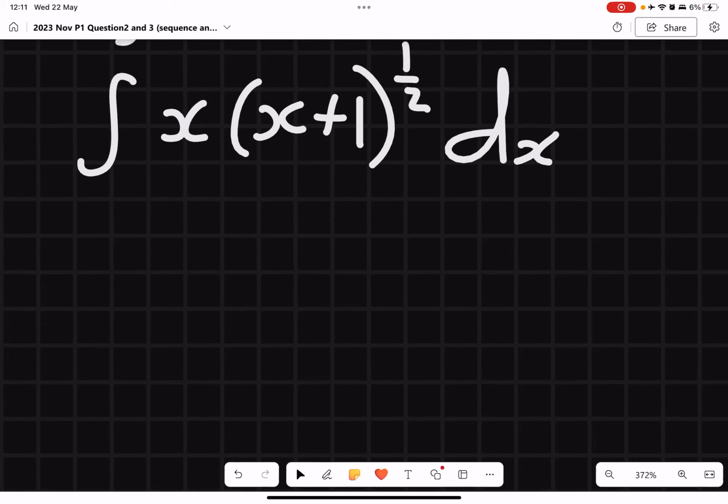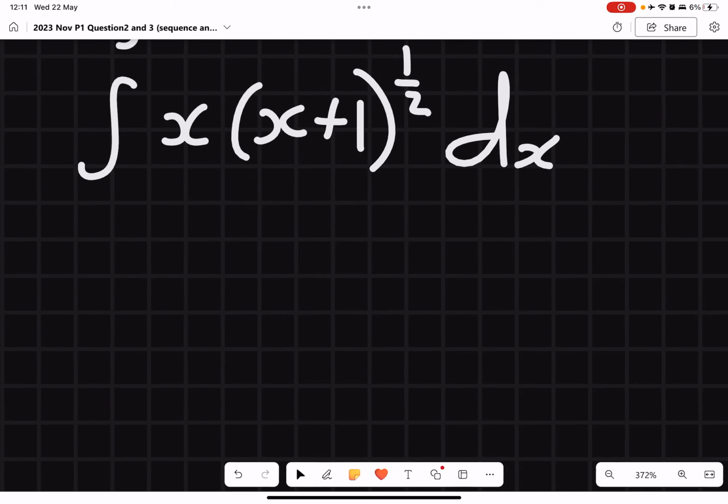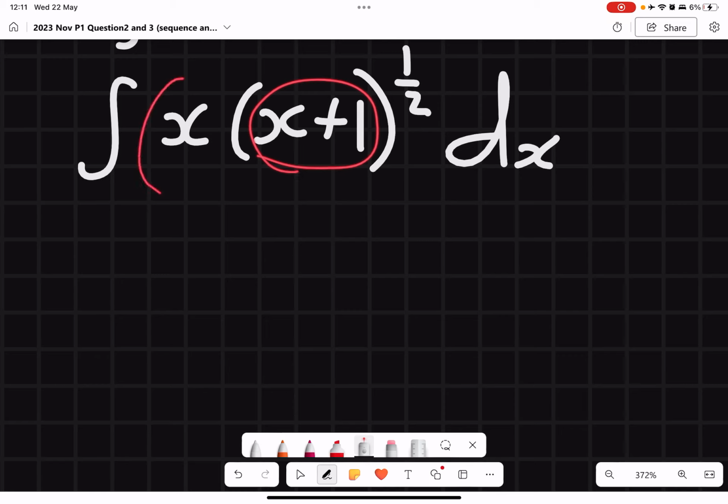So now I have to check here. Usually, for this to be a basic type of integration, I need the derivative of the inside of the bracket to be outside. If you check here, the derivative of x plus 1 is 1, which is not x, and there's no way I can move the x because it's also the variable that needs to be integrated. So I have two options: integration by U-substitution or by parts.